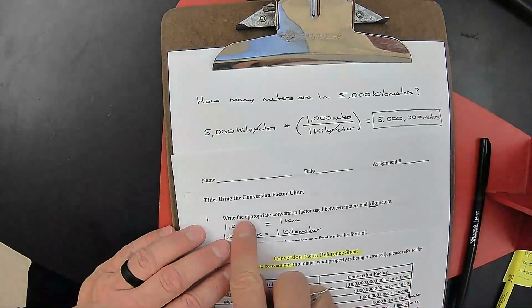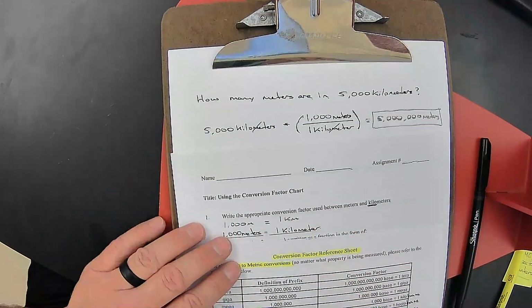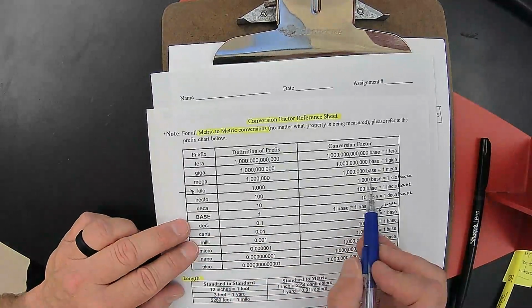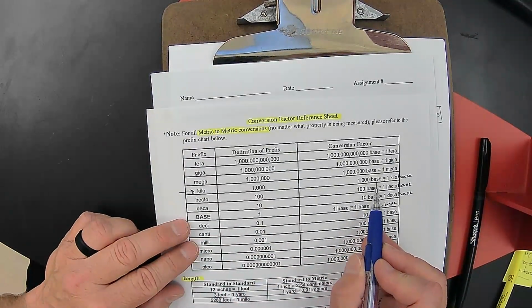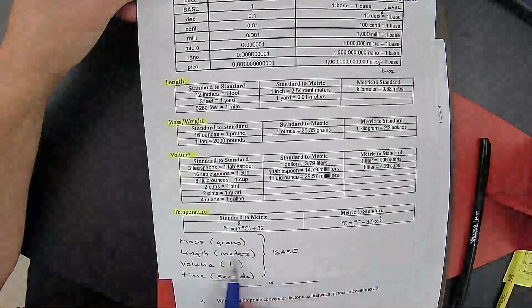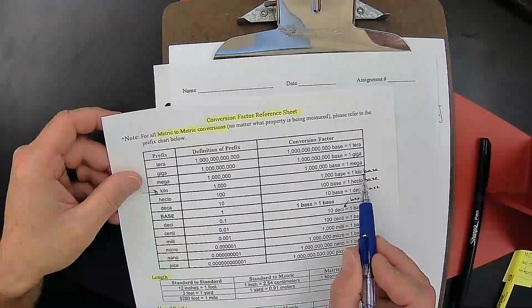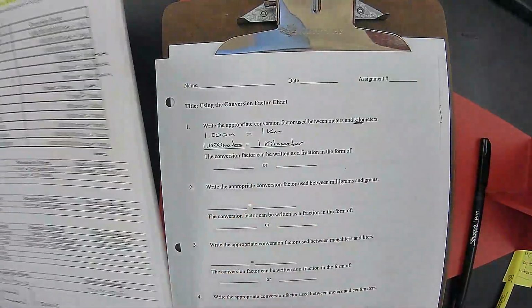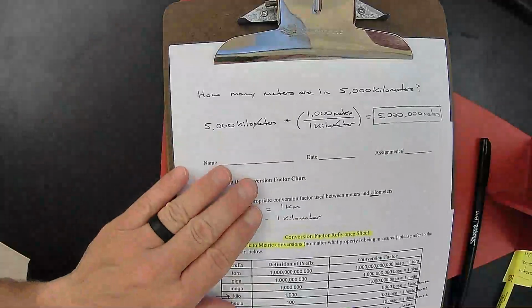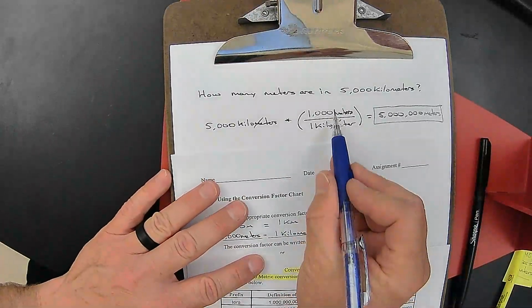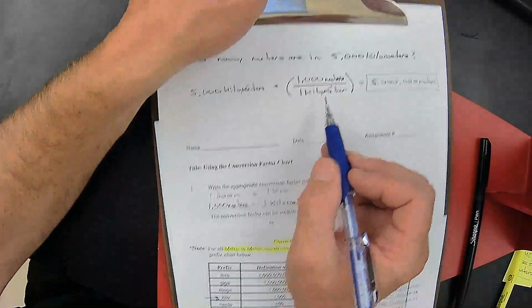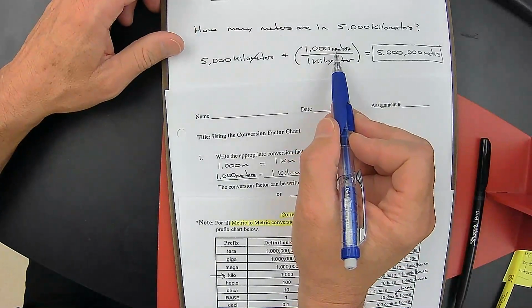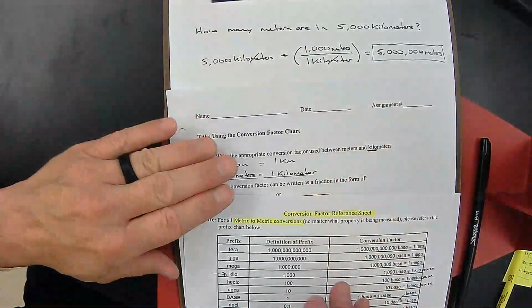So, write the appropriate conversion factor between meters and kilometers. I went and found kilometers. 1,000 meters, my base unit, based off the bottom, is equal to 1 kilometer, 1 kilo base, the meters. So I wrote my conversion factor down, and in this example, I would use the conversion factor this way. I would put the 1,000 meters on the top and the 1 kilometer on the bottom.